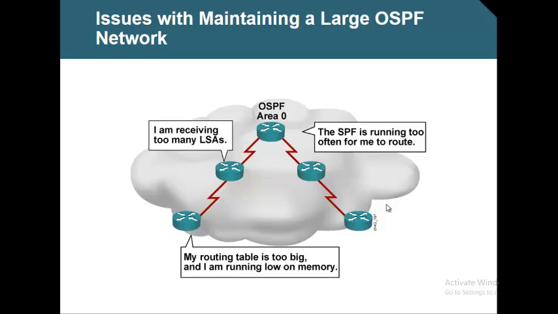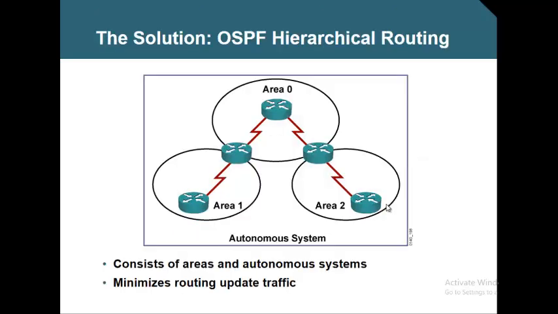So the CPU utilization, the memory utilization, bandwidth utilization, all is going to be more if you don't have multiple areas. So we got multiple areas to minimize the routing table updates, which is going to consume bandwidth, CPU, and RAM and memory. That's the reason why we need hierarchy design.